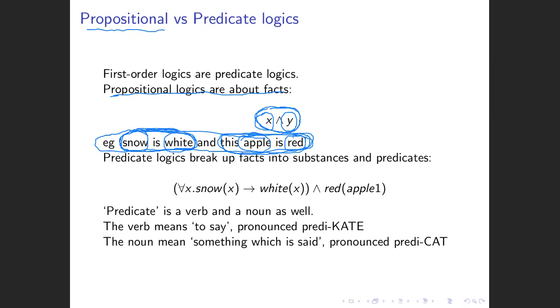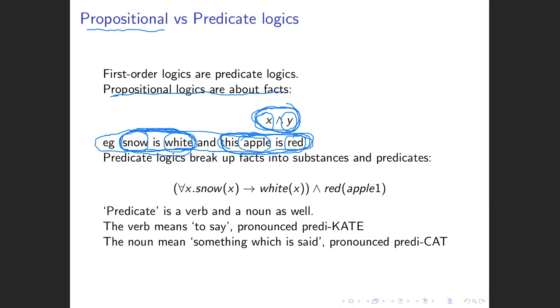This apple refers to a specific thing, where snow is more the general. It encompasses all things that are snow, whereas this apple refers to something specific. Yeah, absolutely. So this really means all snow is white, whereas this means this one particular apple is red. So in propositional logic, all that is hidden away. It's not represented in the logic itself. It's part of the interpretation.